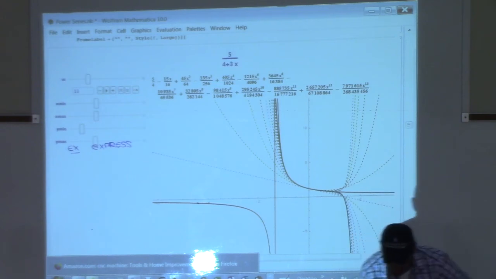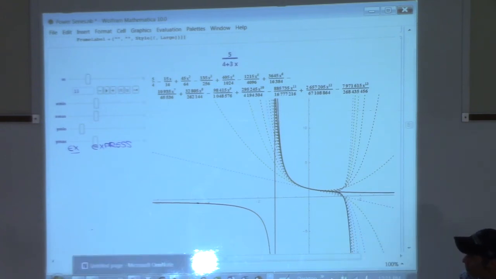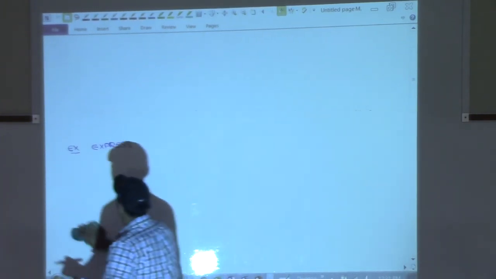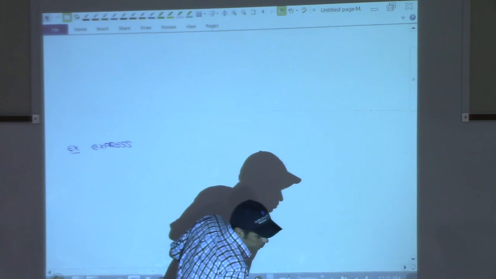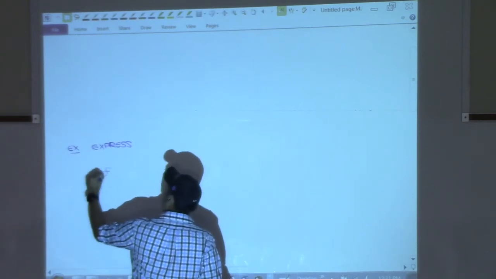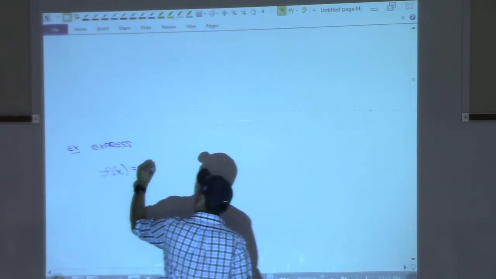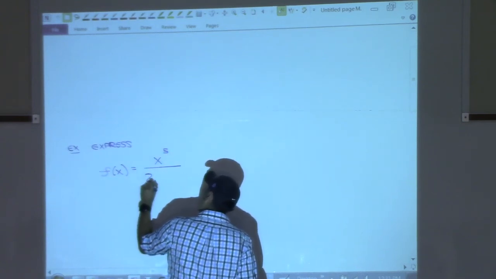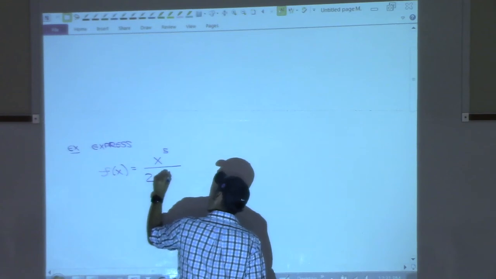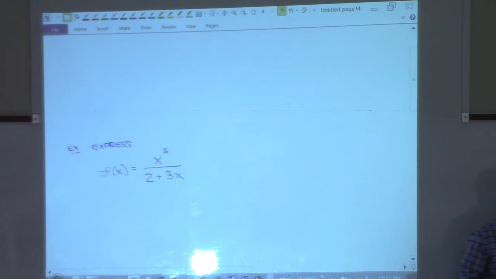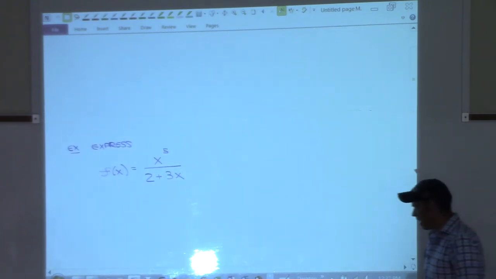9 minutes. Let's try another one. So express this one as a power series. F of x equals x to the 5th over 2 plus 3x. This will be our last one of the day.